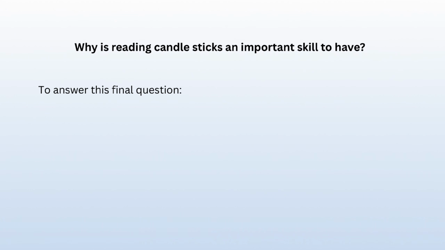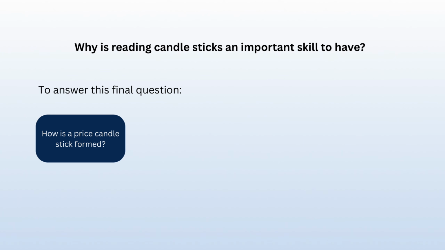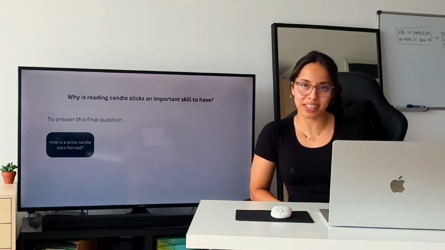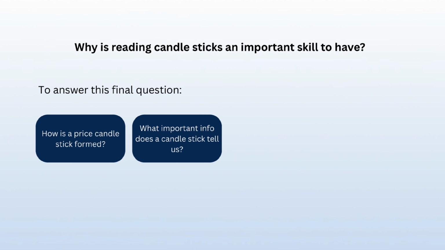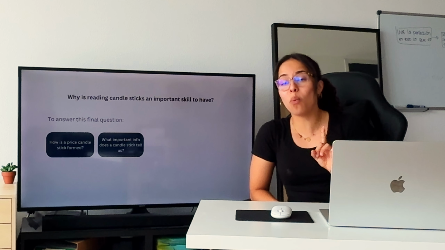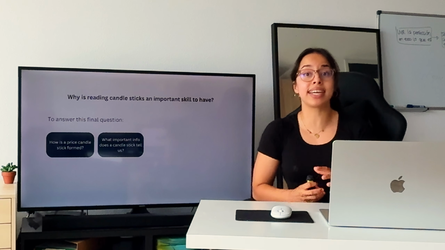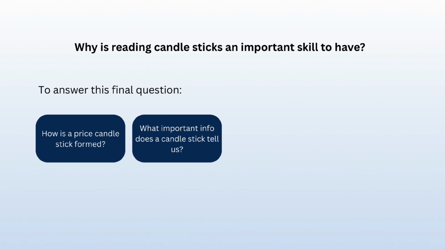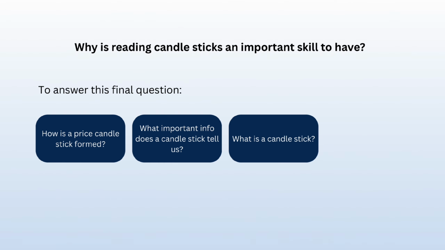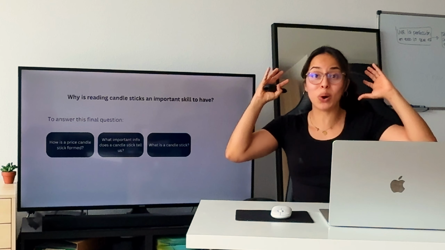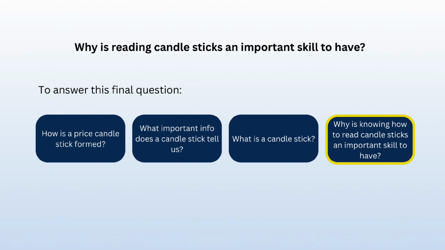The first question would then be, how is a price candlestick formed in the first place? Once we understand that, we have better tools to then ask the second question. What important information does a candlestick then tell us? And once we understand the important information that every single individual candlestick tells us, now we can answer the third question, which is, what is a candlestick? And once we answer these 3 questions, we're going to be able to answer the final question, which is what this whole chapter revolves around. Why is knowing how to read candlesticks an important skill to have?